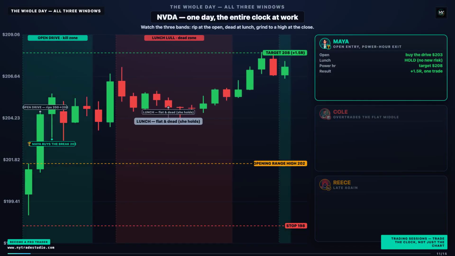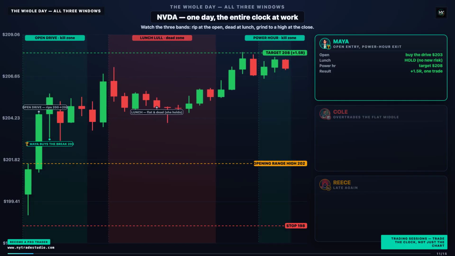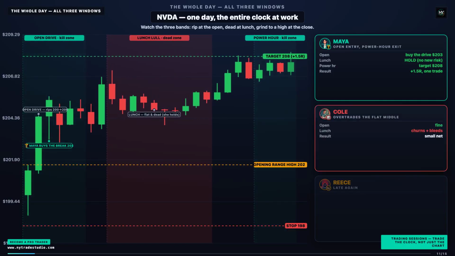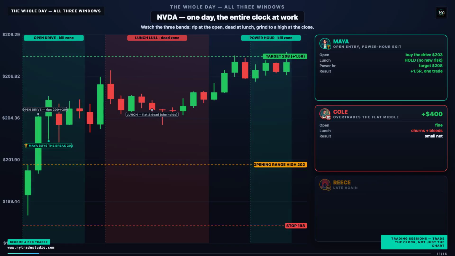Maya is already in from the open, so she simply holds and adds no new risk. Cole, of course, churns the flat lunch, buying and selling the noise, and gives most of his morning back in the middle. And then the green power hour band on the right. The close wakes up and NVDA grinds to a new high, 208, right into the bell, tagging Maya's target.